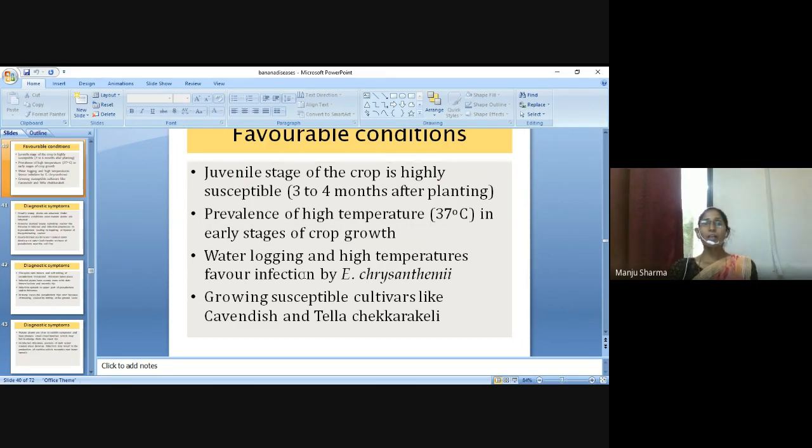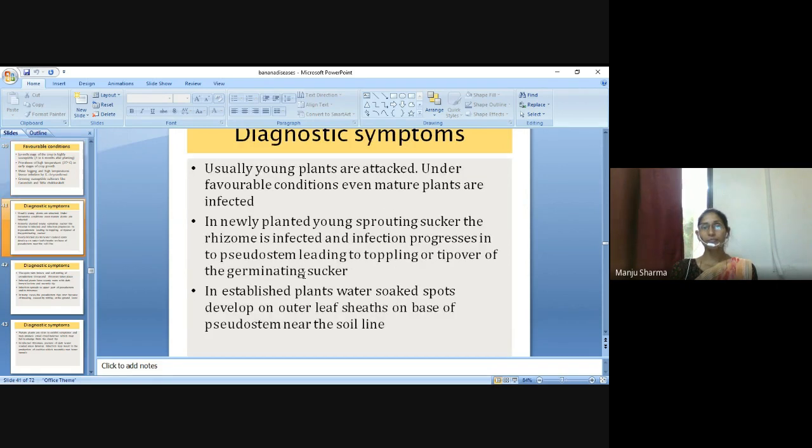Favorable conditions: the juvenile stage of the crop is highly susceptible, 3 to 4 months after planting. Prevalence of high temperature, 37 degrees centigrade, in early stages of crop growth. Waterlogging and high temperatures favor infection by Erwinia chrysanthemi. Growing susceptible cultivars like Cavendish and Tella Chakkarakeli. Usually young plants are attacked under favorable conditions. Even mature plants are infected.